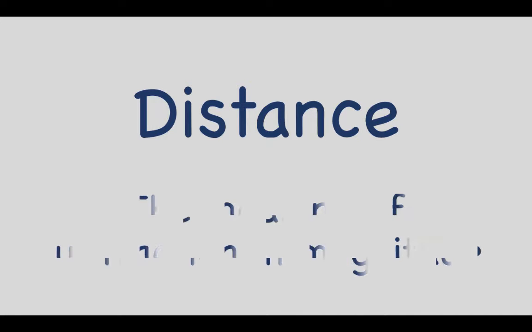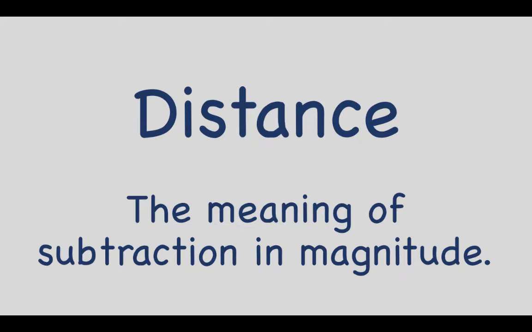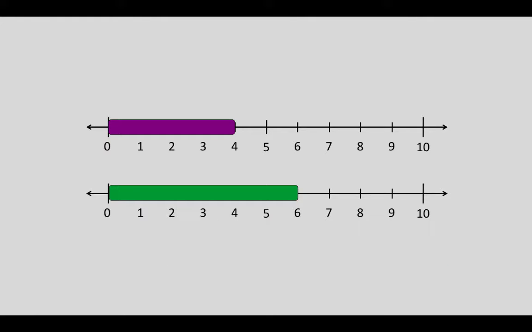Distance refers to the meaning of subtraction in magnitude. Distance is the amount of space between 2 points, in this case 4 and 6 on the number line. We can find distance by finding the quantity that makes these two magnitudes equal. In this case, the distance between 4 and 6 is 2.